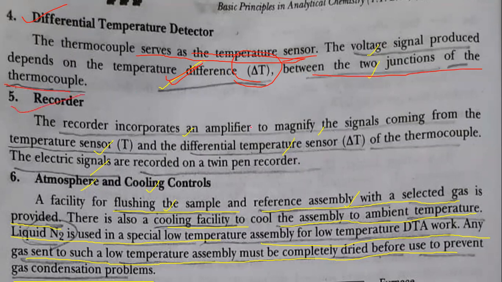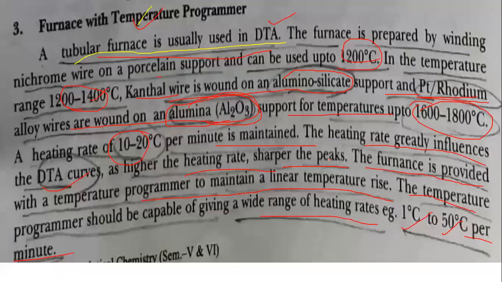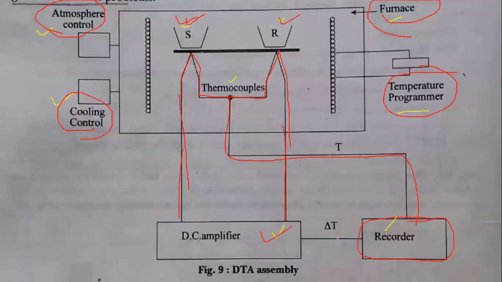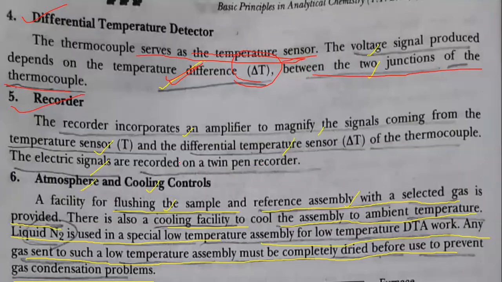The recorder incorporates an amplifier to magnify the signal coming from the temperature sensor and the differential temperature sensor of the thermocouple. So the recorder that we see here is connected to the amplifier and to the thermocouple. Okay, we are getting the information from the diagram itself.